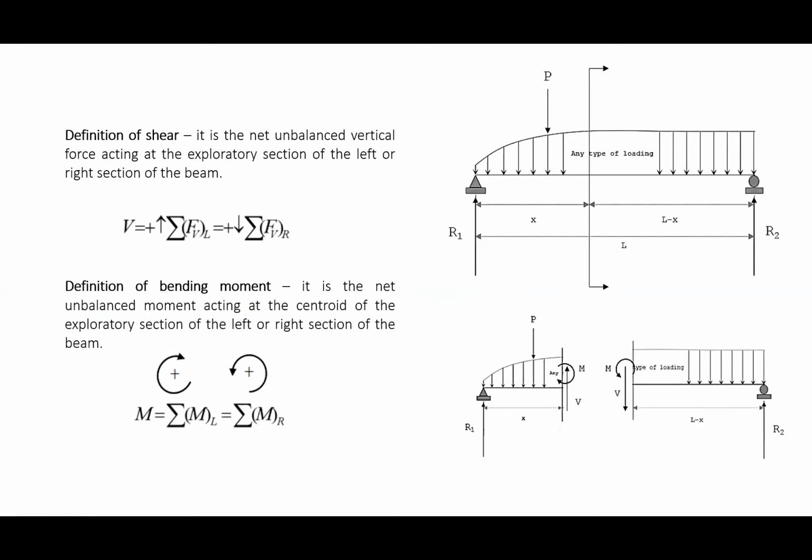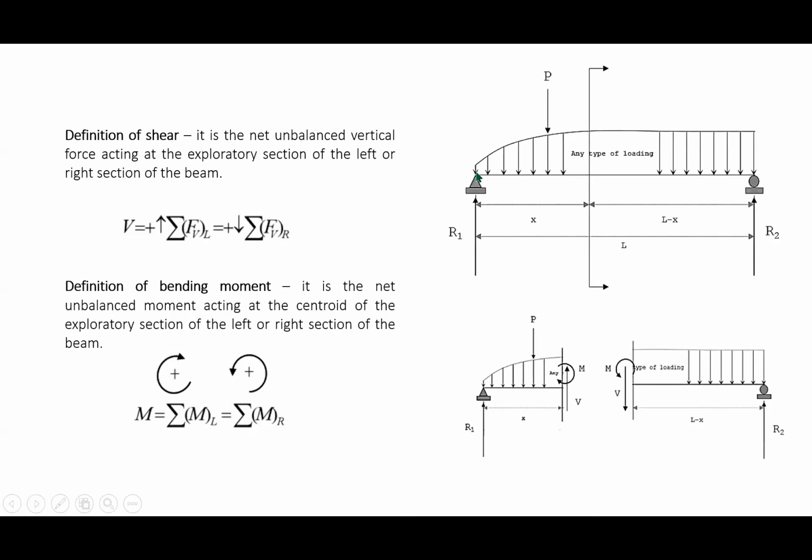Okay, so ang definition ng shear is, it is the net unbalanced vertical force acting at the exploratory section of the left or right section of the beam. Ang moment naman is, it is the net unbalanced moment acting at the centroid of the exploratory section of the left or right section of the beam. Ano ba yung exploratory section na tinatawag?